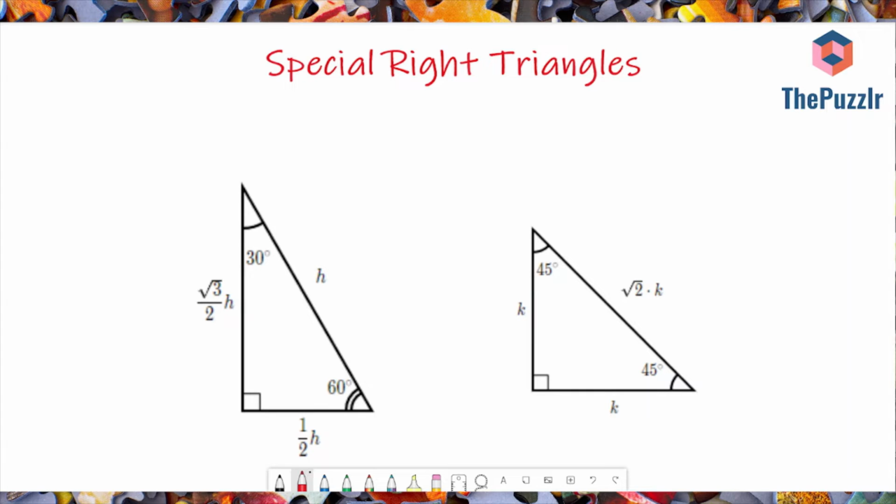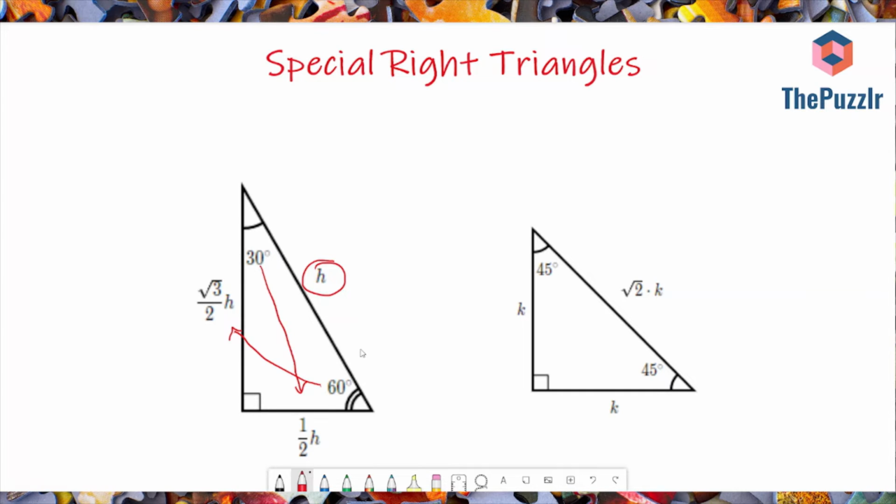In the next part of our class, we're going to be looking at special right triangles, which are definitely one of the more important parts of the AMC 10 test, right? Especially on the later end, you really need to know your 30, 60, 90 and 45, 45, 90 triangles. Whenever you have a 30, 60, 90 degree triangle, and if you call the hypotenuse h, then the side opposite the 30 degree angle is equal to 1/2 h, and the side opposite the 60 degree angle is equal to square root of 3 over 2 times h, right?